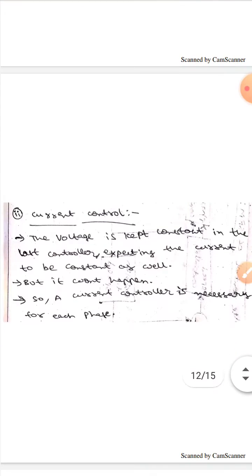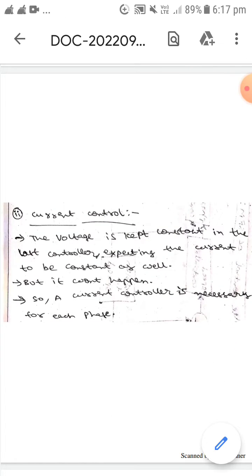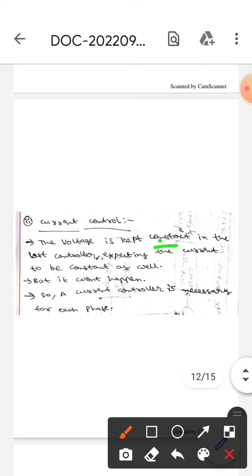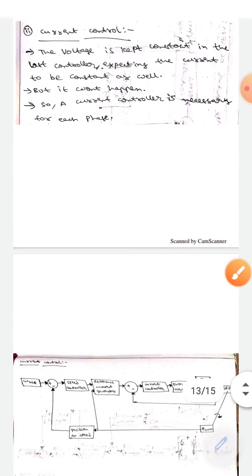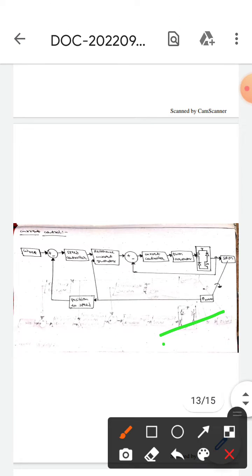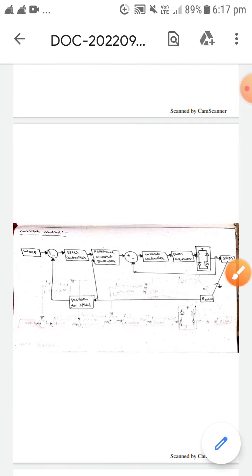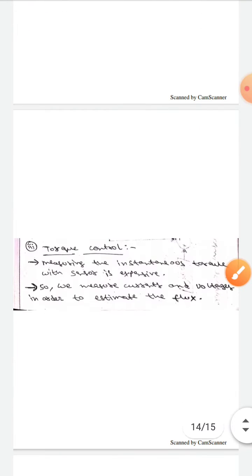And also the next one is current control. Here when the voltage is kept constant, we will expect that current also will be kept constant as well, but it will not happen. So we will use a current controller for each phase. This is the diagram that represents the current control, whereas the next one is torque control.